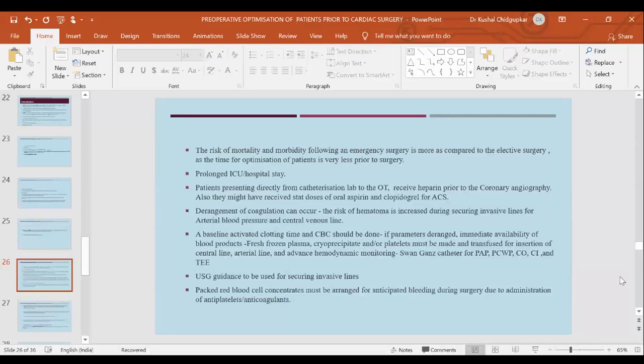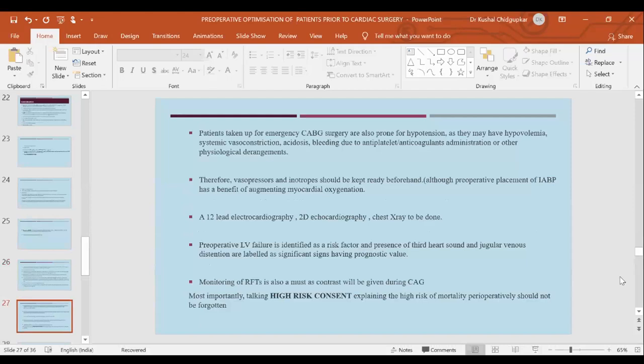So that can be prevented by using USG guidance for securing invasive lines and getting a baseline activated clotting time and a complete blood count to know how much derangement is there. If there is a derangement, then we keep all the blood and the blood products ready, and under FFP cover and a cryoprecipitate or platelet cover, we can secure the invasive lines. Moreover, there will be a chance of increased bleeding during the surgery, because of which we have to keep blood products ready intraoperatively also. So it's a good summary of the targets or the goals of anesthesia, or the problems that these patients are likely to have.